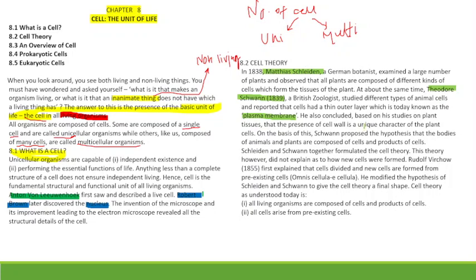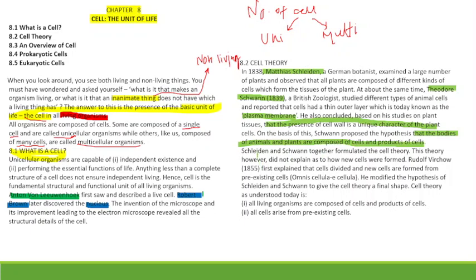He also concluded, based on his studies on the plant tissues, that the presence of a cell wall is a unique character of the plant cells. Okay, and on the basis of this, Schwann proposed the hypothesis that the bodies of animals and plants are composed of cells and the products of cells. So, what was the hypothesis? The hypothesis was that the bodies of animals and plants are composed of cells and the products of cells. This hypothesis was proposed by Schwann.